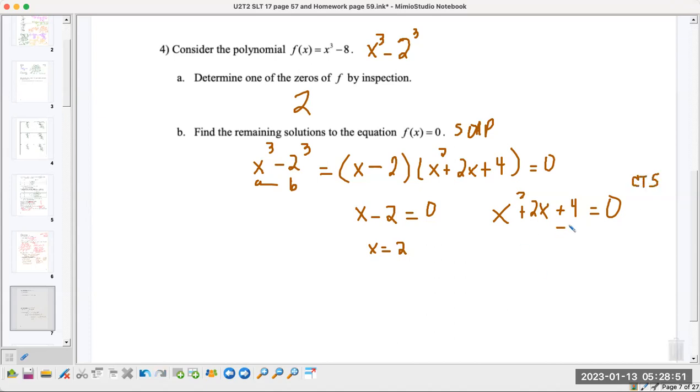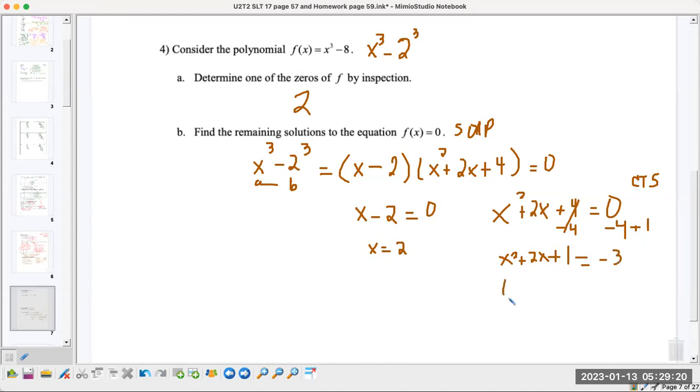And so I'm going to subtract 4 from both sides. And then I'm going to get x squared plus 2x plus 1, because I'm taking 2 and dividing it by 2, and I get a positive 1. And then negative 4, because you got to add a 1 to that 2. So that's going to give me negative 3.